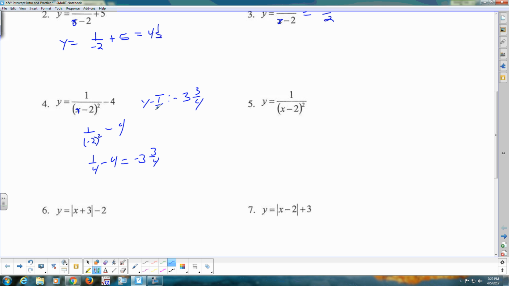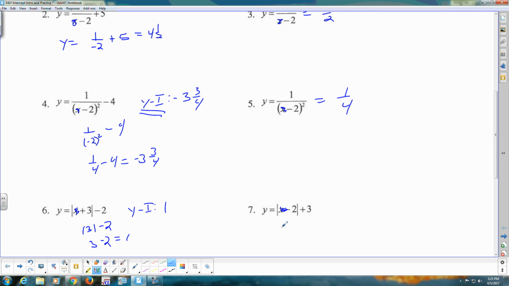Okay? Because in a bit you're going to tell me the x-intercept, so I need you to distinguish between the x and y-intercepts by labeling them. Okay? X is 0, so that would be 1/4. X is 0. What's the absolute value of 3? 3 minus 2 is 1. Your y-intercept is 1.